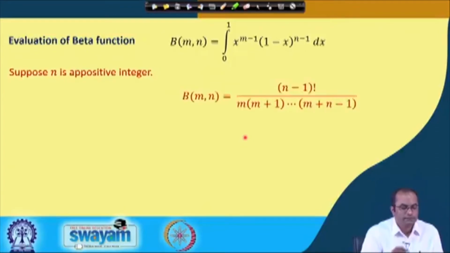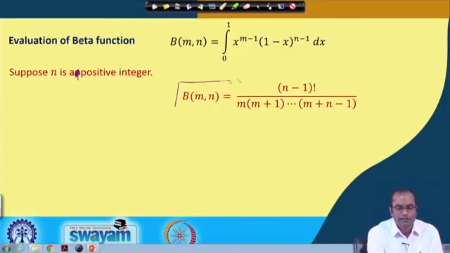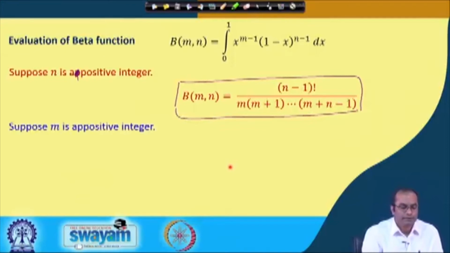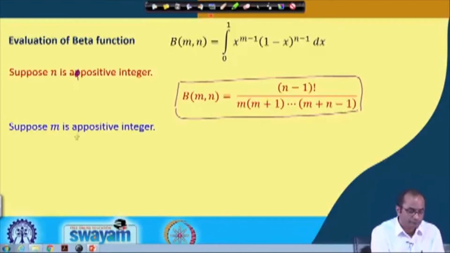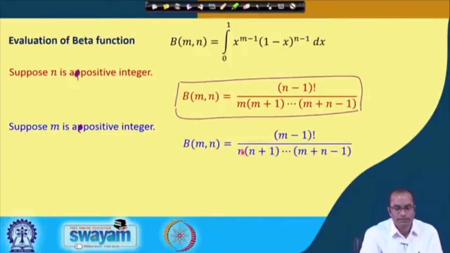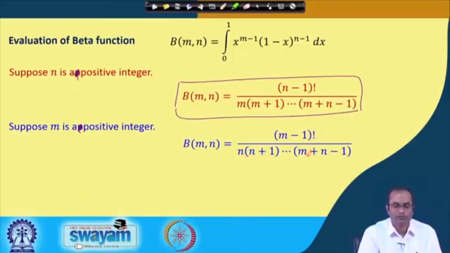So, in this case we have just seen when we have taken n a positive integer, we got this beta m n as factorial n minus 1 and this product of these m terms. We can do similar calculations when m is a positive integer, and in that case also we will get a similar result. We can just replace this m by n, and we will get this expression with m minus 1 factorial, and then these terms with n plus 1 and the same term m plus n minus 1.